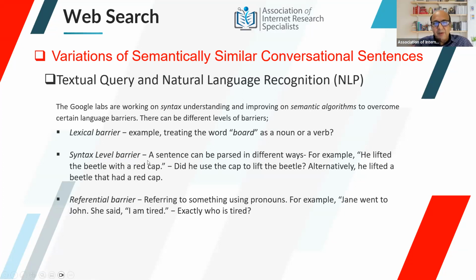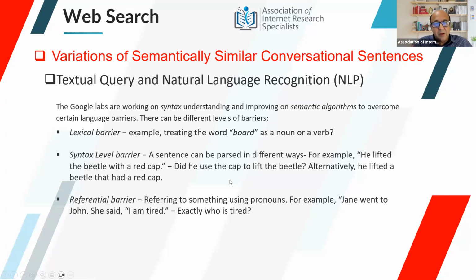Then we've got syntax level barrier. A sentence can be parsed in different ways. For example, he lifted the beetle with a red cap, or did he use... I don't want to read something that is already in front of you. So I guess it is how you have phrased it. So syntax, like where you have used words before or after certain words, I guess how you have spelled it might be a syntax level barrier.